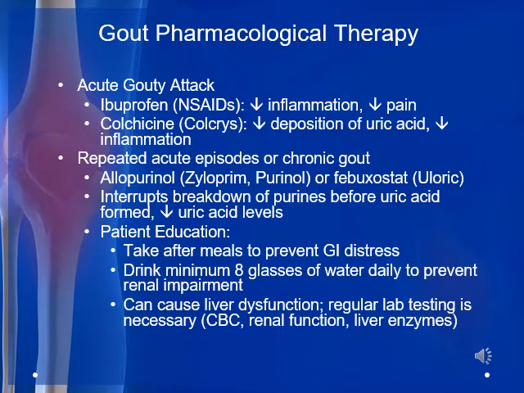So allopurinol would be more for chronic, colchicine would be more for acute. So you recognize both of those. You see those right away, and people usually know gout. I just wanted to point out when they might be used a little bit differently.